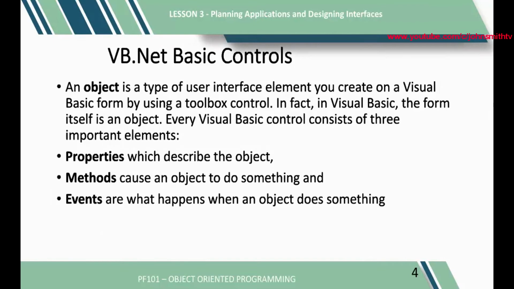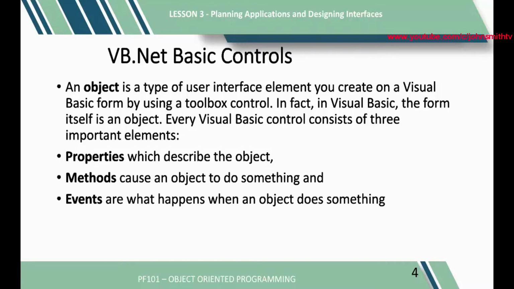Let us now define what is control. An object is a type of user interface element you create on a Visual Basic form by using a toolbox control. Using the form, we can build an attractive user interface. It is like a container for holding different controls that allows the user to interact with an application. In fact, in Visual Basic, the form itself is an object.